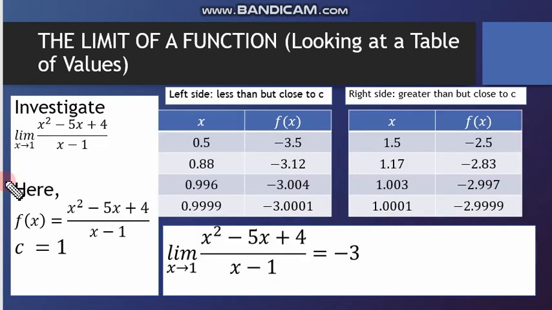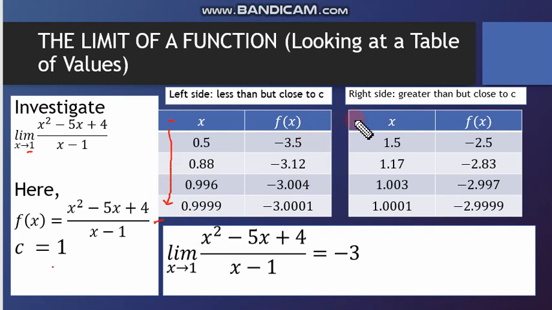Let's have another example. We will investigate the limit of x squared minus 5x plus 4 all over x minus 1 as x approaches 1. Our function f of x is equal to x squared minus 5x plus 4 all over x minus 1, while the value of c is 1. Again, we will construct a table of values on the left side and the right side. The left side will be values of x lesser than c but closer to c, in ascending order. Here I assign 0.5, 0.88, 0.996, 0.9999.